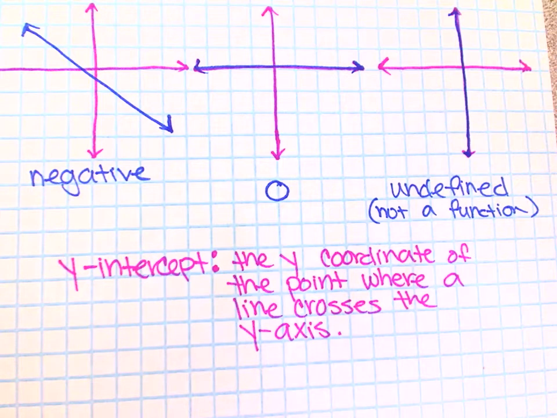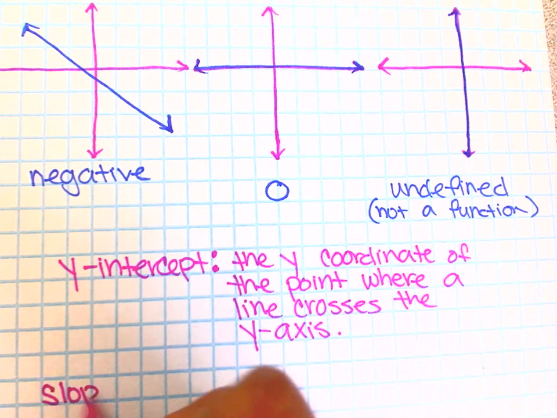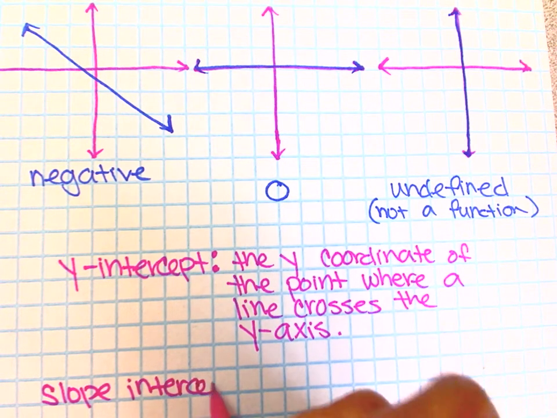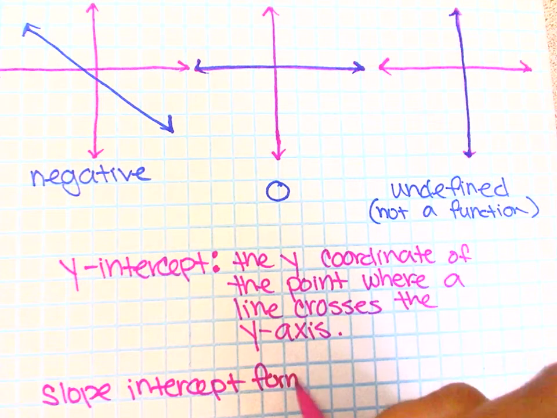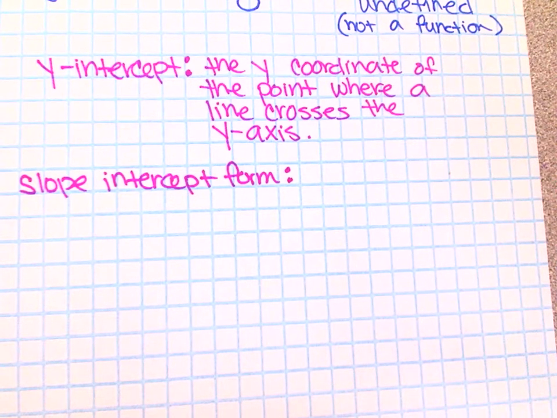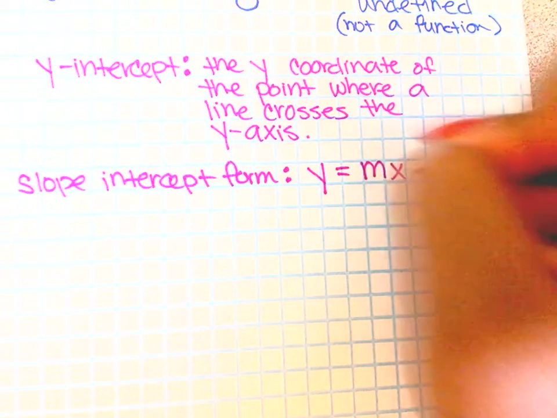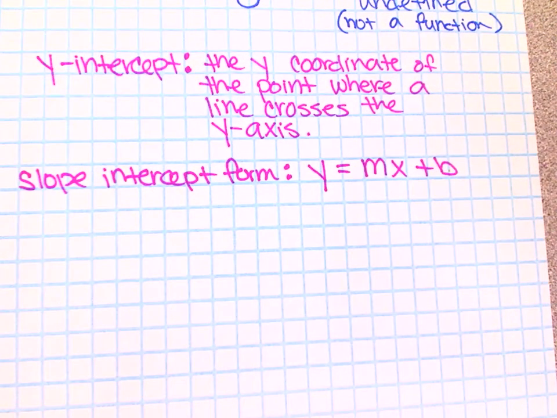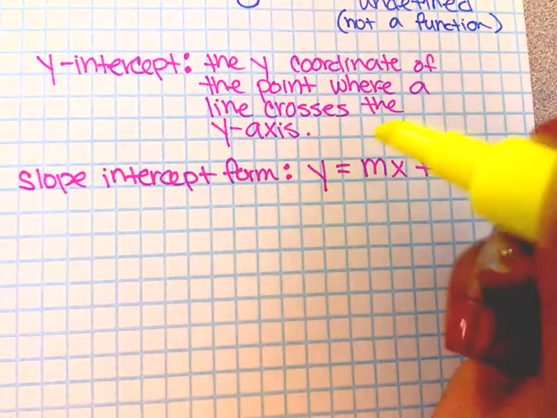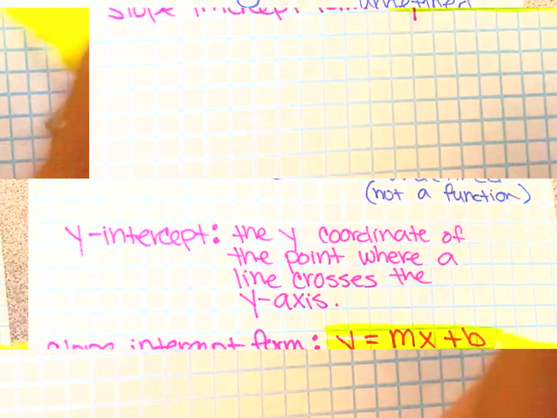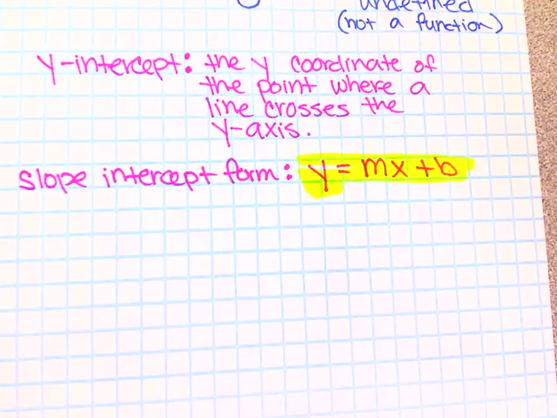Last word, or thing that we need to know, is called slope-intercept form. And that's going to be one of our main focuses today. And what slope-intercept form is in this equation, you highlight, box it, underline, whatever you need, is y equals mx plus b. That is super duper important. Y equals mx plus b.